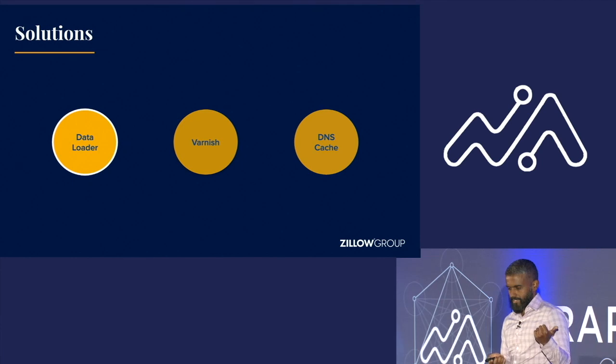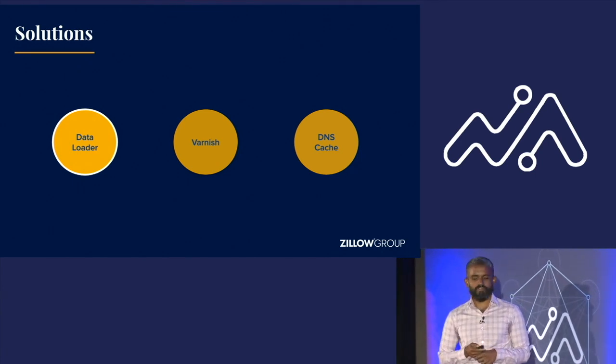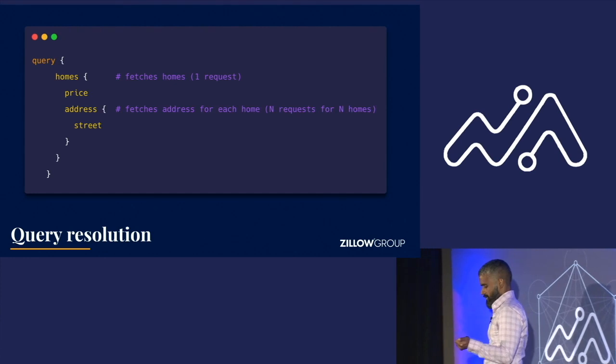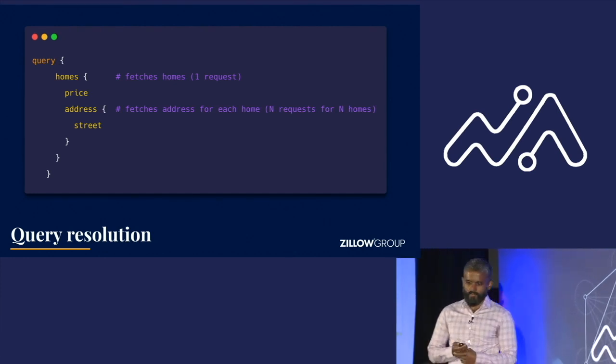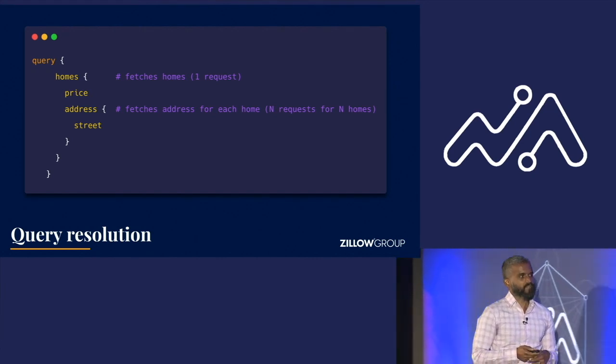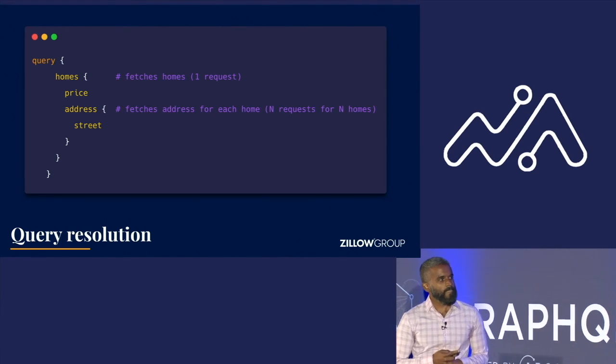For the first layer, data loader, let's see what it is and how it helped us cut down on the number of requests we made. And to do that, let's look at this very simple query, where we're requesting homes, and we're asking for some fields for each of those homes.